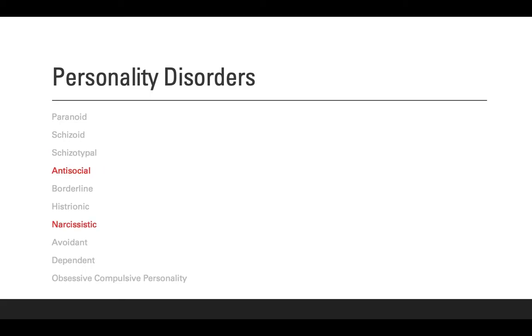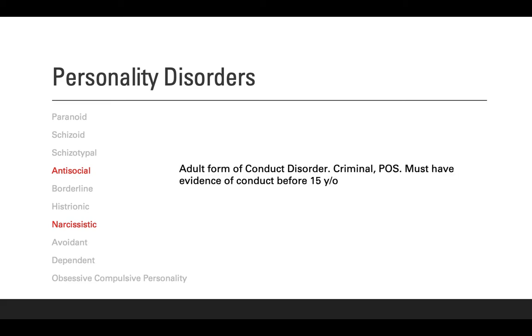All right. Antisocial versus narcissistic. Not that these are perfectly comparable, but they do tend to end up in answer choices together as a compare-contrast. So antisocial, this is the adult form of conduct disorder. Again, they're the criminal, they're the piece of crap. One thing to note is you have to have evidence of conduct disorder before the age of 15 to diagnose antisocial personality. So you cannot diagnose a 25-year-old with antisocial personality disorder if this is something that just started last year. Something else is going on. You also cannot diagnose a 14-year-old with antisocial personality disorder. They must be older than 18.